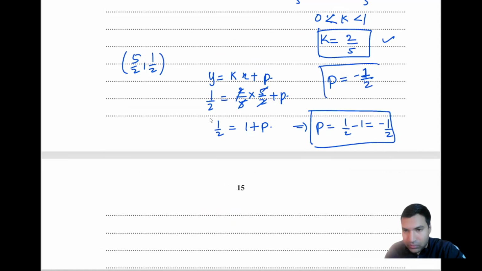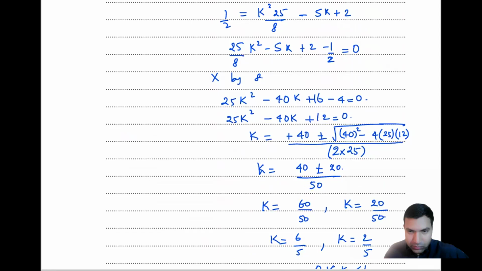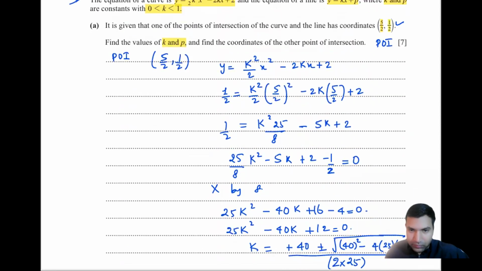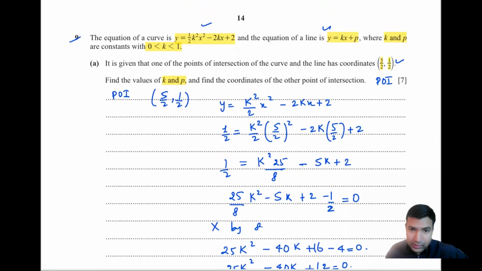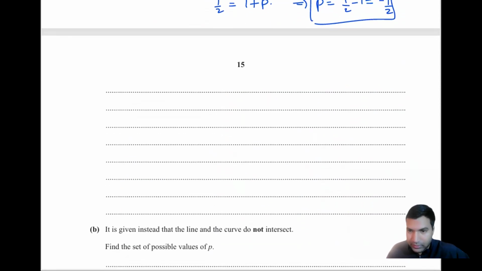All right. So we got k as 2 by 5 and we got p as negative 1 by 2. Okay, makes sense. Now, what is the next part of the question? It asks us to find the coordinates of the other point of intersection. Once we know the value of k and p, point of intersection means just equate these two.